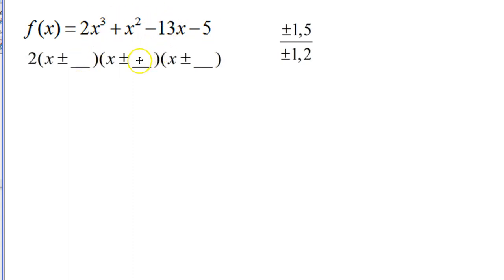So it makes sense that the rational numbers that could go here would be numbers like 5 halves or 1 half, positive or negative. Now, not all of these numbers are necessarily rational numbers at all. But if they are rational numbers, they have to be one of these numbers: 1, 5, 1 half, or 5 halves, either positive or negative.